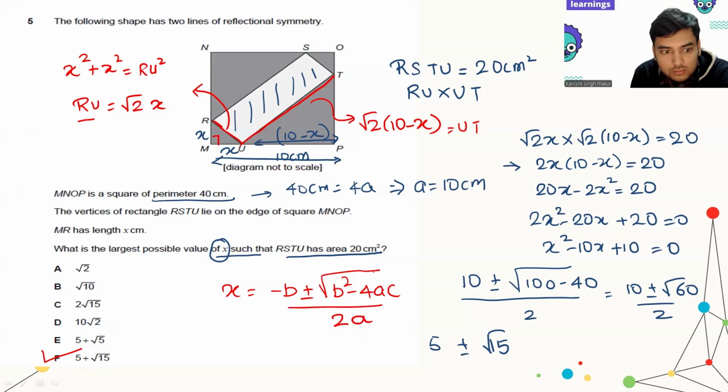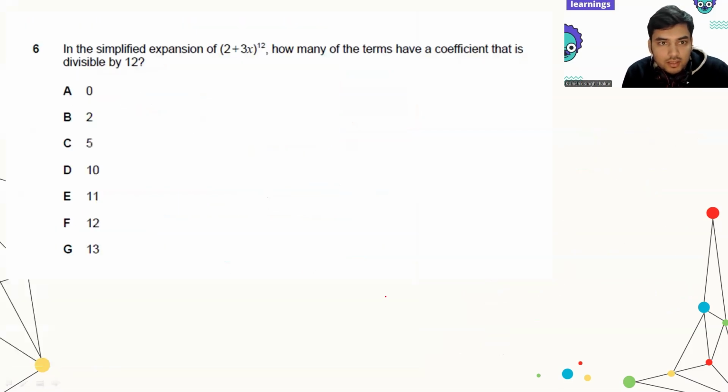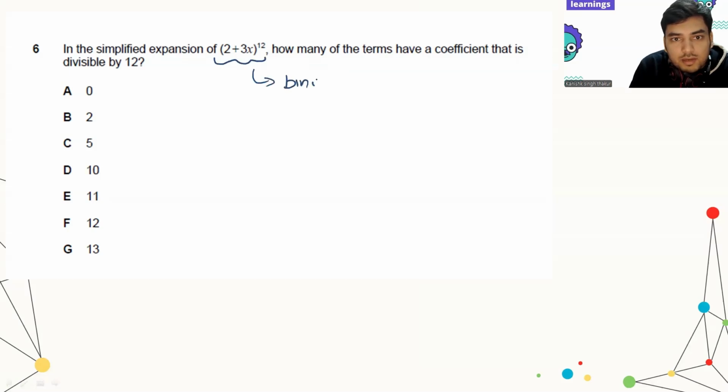Okay, so that's it. This completes question number 5. Let's go ahead and do this question. So what this is saying is that in the simplified expansion, obviously, this is a binomial theorem question. How many terms have a coefficient that is divisible by 12?